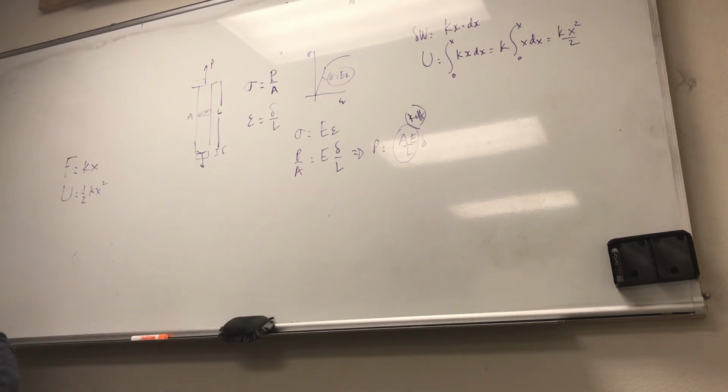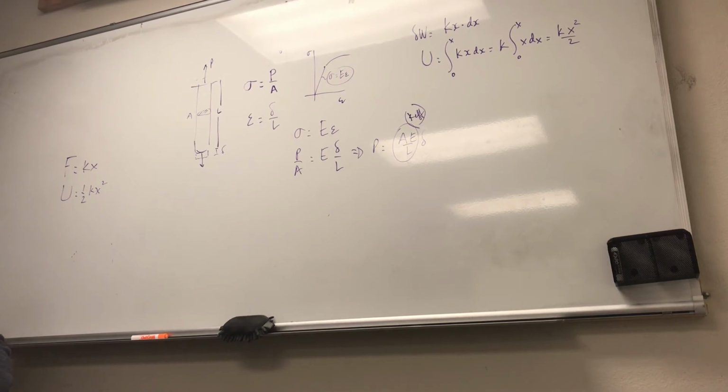So how did we get AE over L? Well, I guess it's the same arguments that I have used in my analysis, is that the elongation of the rod under axial loading can be expressed as delta over L times L equals epsilon L.